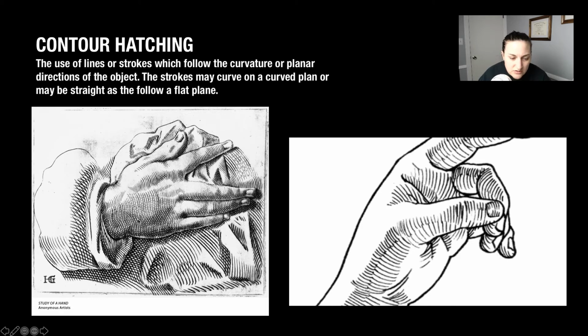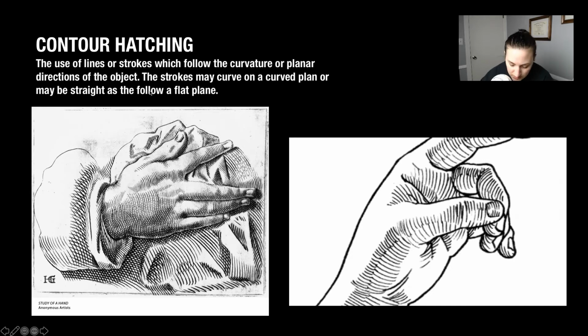This looks like a Dürer, Albrecht Dürer etching, but it says it's anonymous, but maybe it actually is anonymous. But so here's another example of that contour hatching. Again, thinking about the curvature of those planes and reinforcing that.